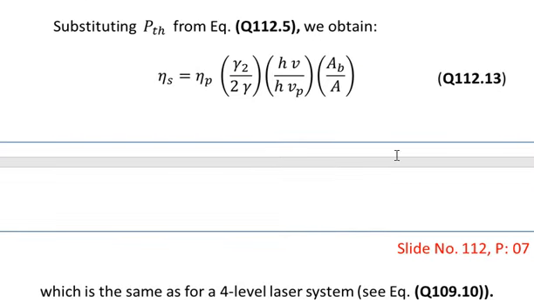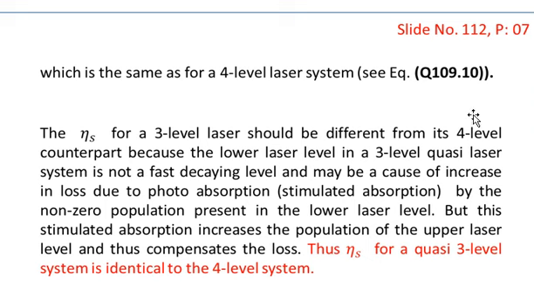You see that when we discussed a 4-level laser system, we found that this relation was the same as in equation number, as for a 4-level laser system. So we have derived this for a quasi 3-level laser system. We can say that eta S is the same as for a 4-level laser system. For that one, you need to see equation number 109.10, the same expression for a 4-level laser system.